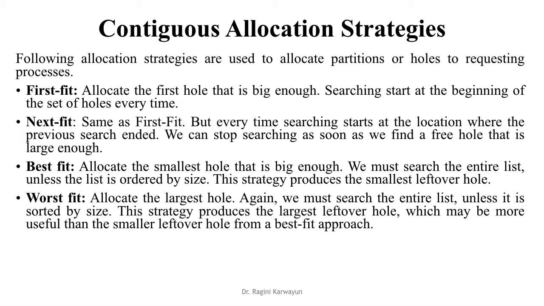Now there are basically 4 schemes that are used for contiguous allocation strategies: first fit, next fit, best fit and worst fit. In first fit scheme, you allocate the first hole that is big enough to hold your process. It may be as big as possible or exactly the size of that process, that does not matter, but the first hole that is big enough to hold it is allocated to that process.